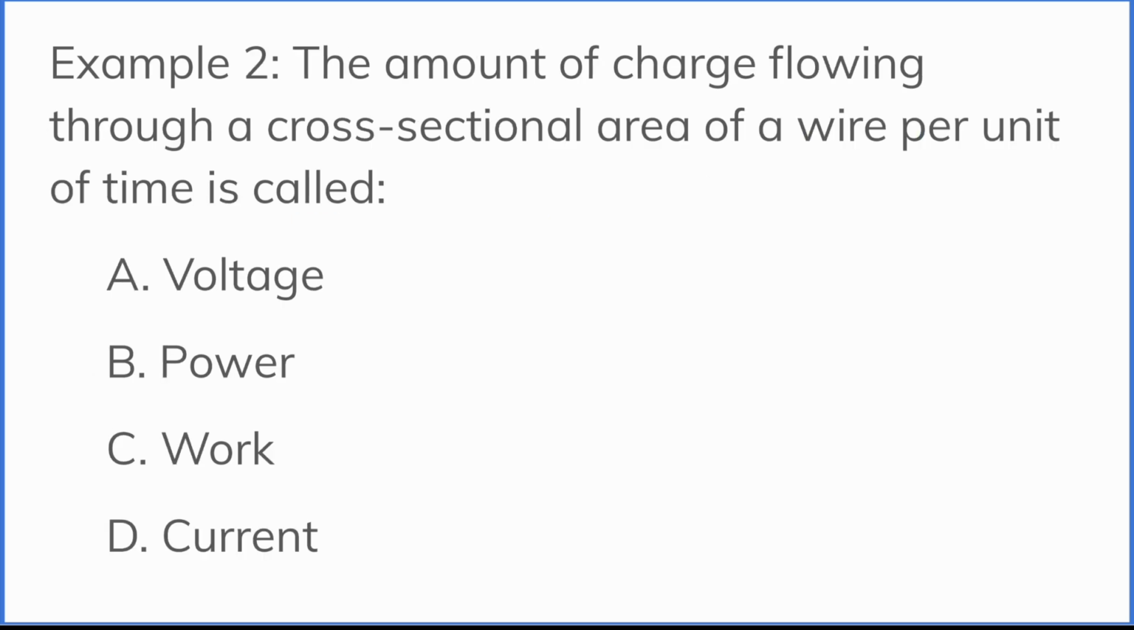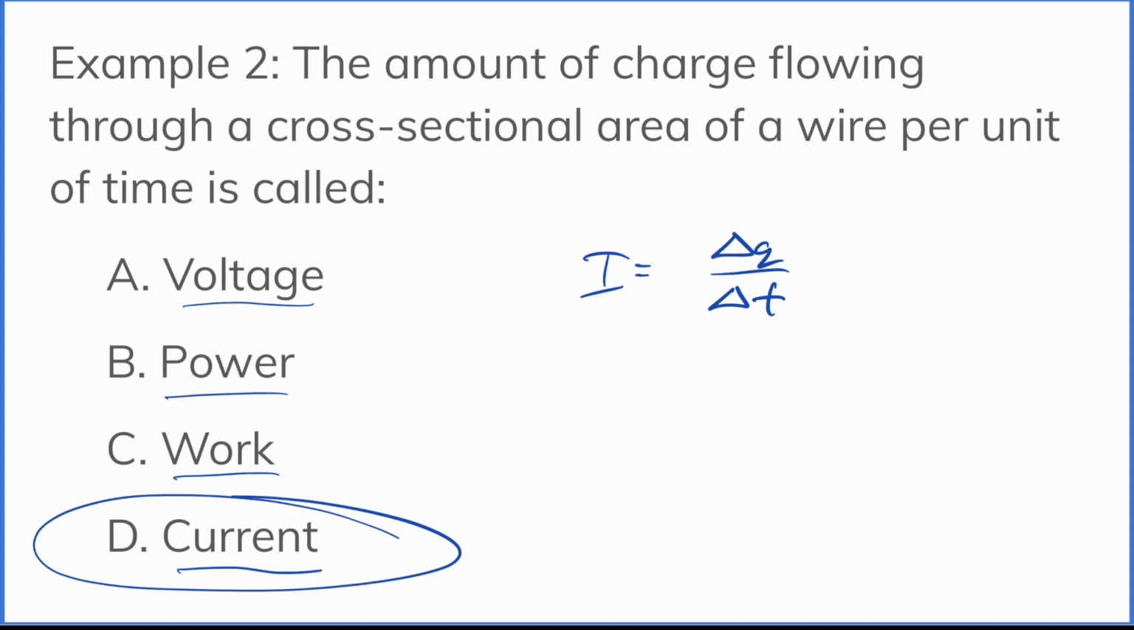The amount of charge flowing through a cross-sectional area of a wire per unit of time is called voltage, power, work, or current. And we know that current is the amount of charge per unit time, and that matches this definition here. So this one is D.